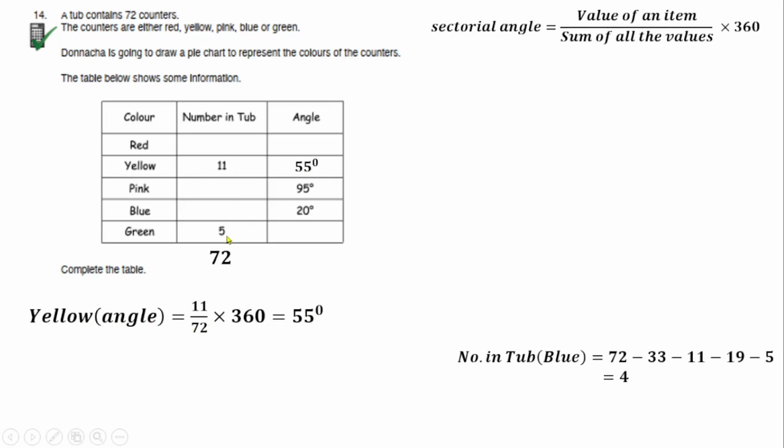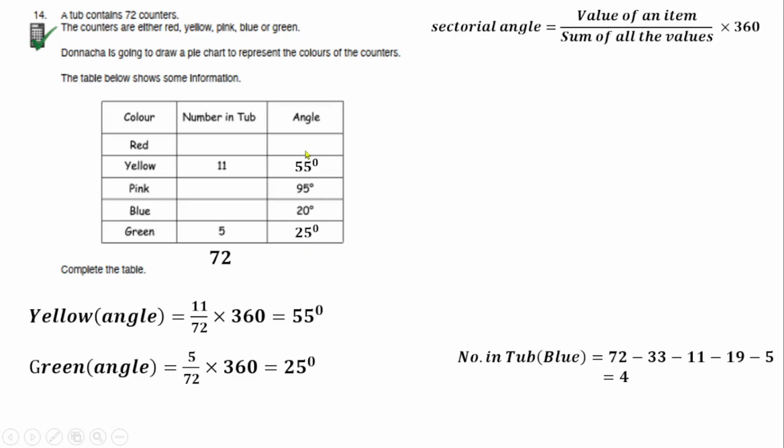Then we also know the number of tubs for green, and green is 5. So we can use that to find the sectorial angle for green. So that will be 5, which is the value, divided by the total value, which is 72, times 360. So that gives us 25. So that means the sectorial angle for green is 25 as well.